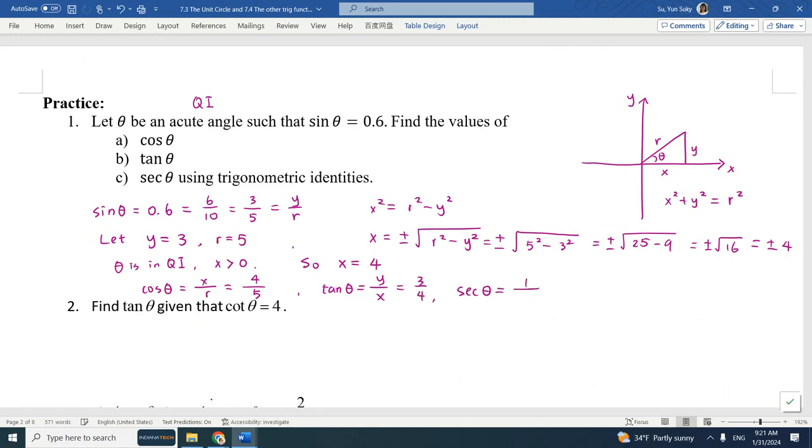Yeah, reciprocal. Right, reciprocal of cosine, which is 5 over 4. How about cosecant theta? It's the reciprocal of sine, which is 5 over 3. Yes. One more. Cotangent. What's cotangent? Reciprocal of tangent. So 4 over 3. Yes, everybody? Mm-hmm. So, right.